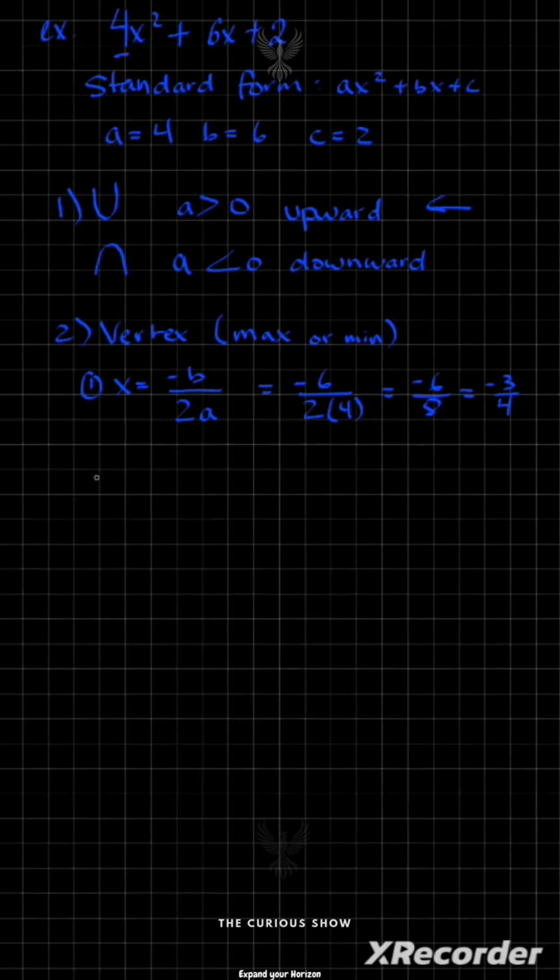Second way to find the vertex is using the x-intercepts. So it's going to be the first x-intercept plus the second x-intercept divided by 2 is going to give us our vertex. So since we haven't found those two values, we'll come back to this.